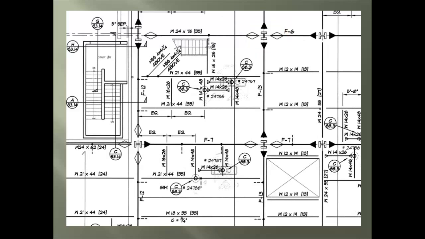Next is, how do we know it's a beam? Well, here is the call out for the beam. The W stands for wide flange, and the 24 stands for overall depth of the beam, with the 76 standing for the pounds per linear foot of the beam. And the 35 stands for the count of headed studs required on the beam top flange.